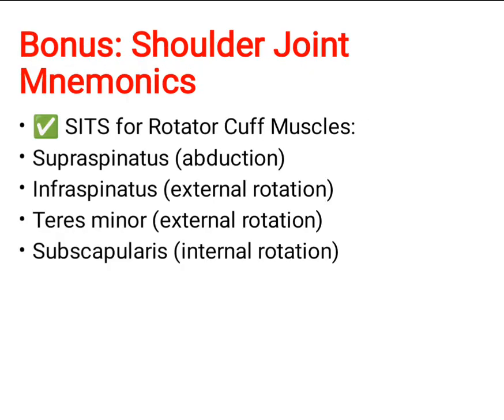Bonus: shoulder joint mnemonics. SITS for rotator cuff muscles. Supraspinatus for abduction. Infraspinatus for external rotation. Teres minor for external rotation. Subscapularis for internal rotation.